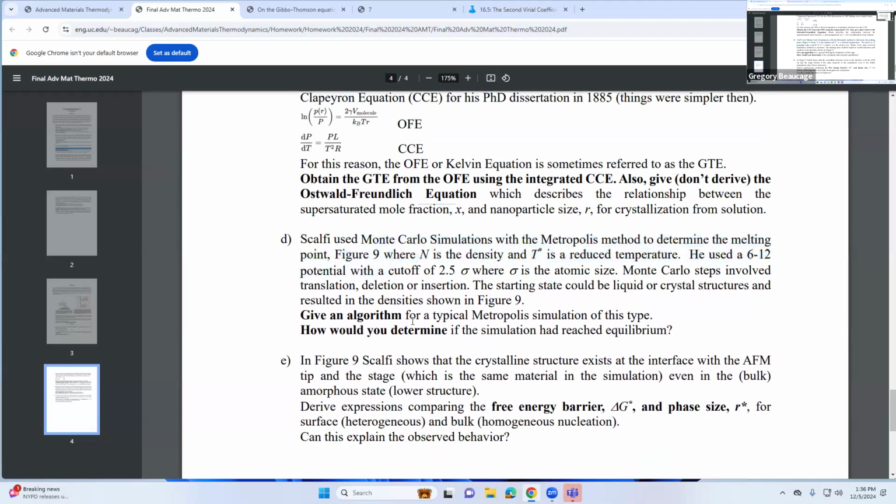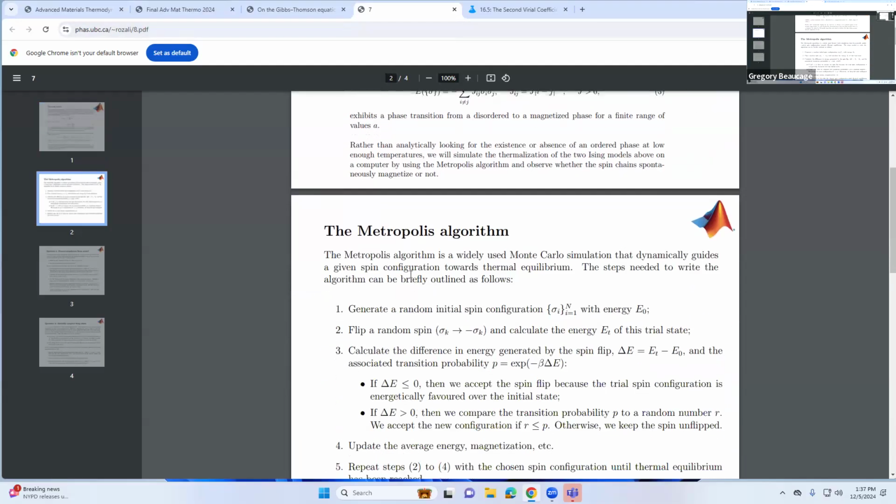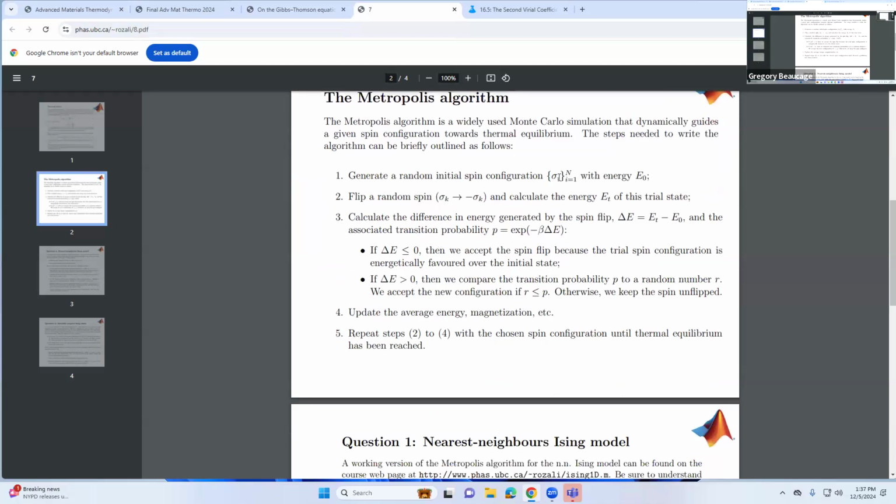So this is just to give an algorithm for a Metropolis simulation of this type. If you look, this is a wiki page from the University of British Columbia. So this is the algorithm here. Generate a random initial configuration. It's made from magnets, the magnetic spin, which means X or O.